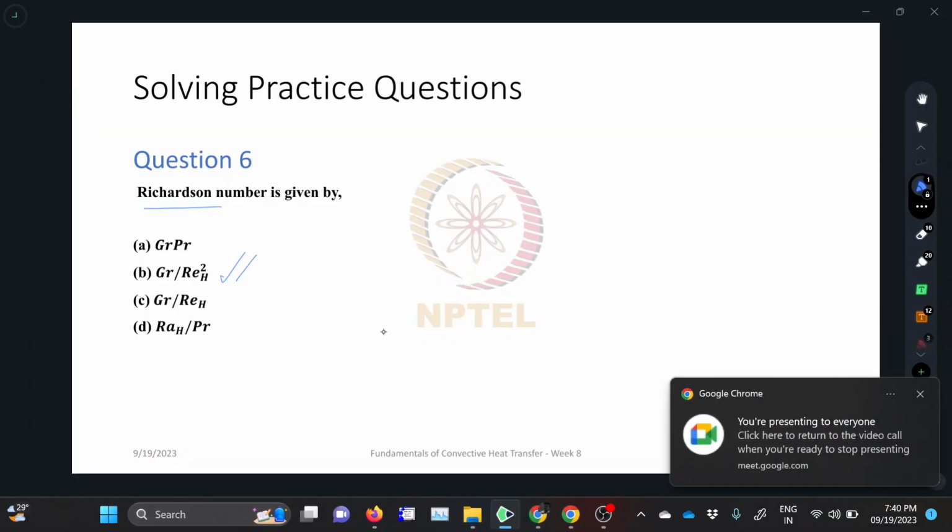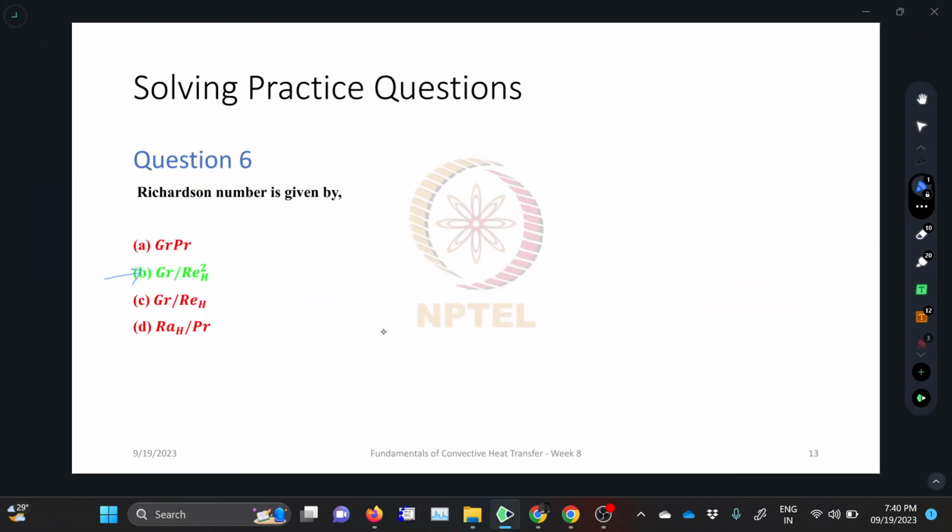Okay, so let's have a look at the solution. The solution is exactly option B. So those of you who chose this option, you're correct. So this actually has a physical significance. If Richardson number is much greater than 1, then in the system the buoyancy forces are much higher than the inertial forces, and as a result we can say that it's a natural convection case. The convective heat transfer by natural convection is much higher than any kind of forced convection that could take place.